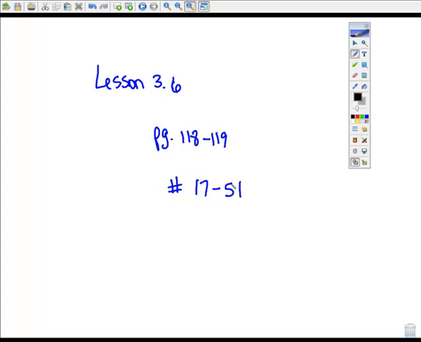Here is your assignment for lesson 3.6, page 118 to 119, problems 17 to 51. I know it looks like an awful lot, however, these should not take you very long at all, especially if you use your table to help you out.